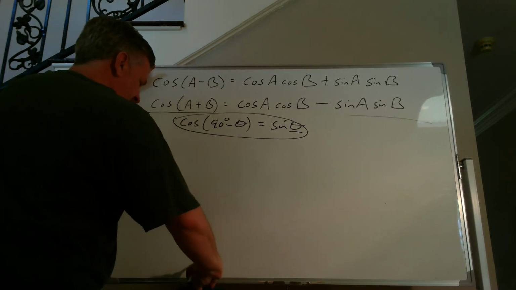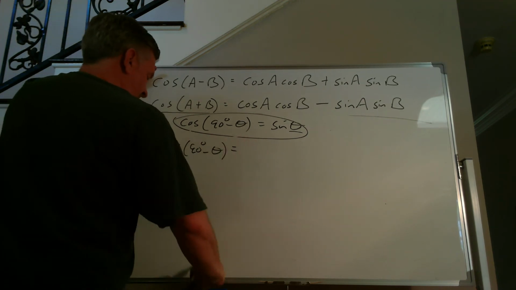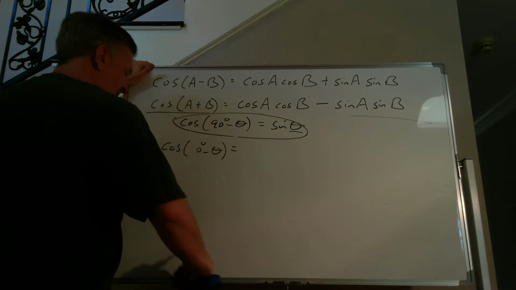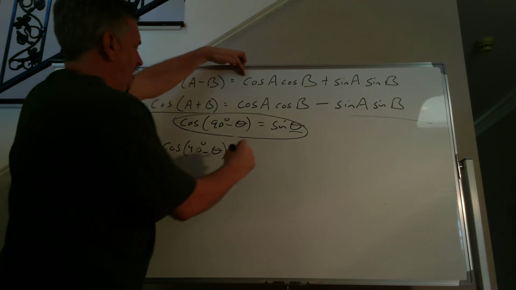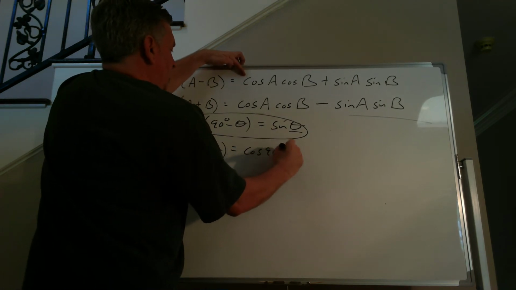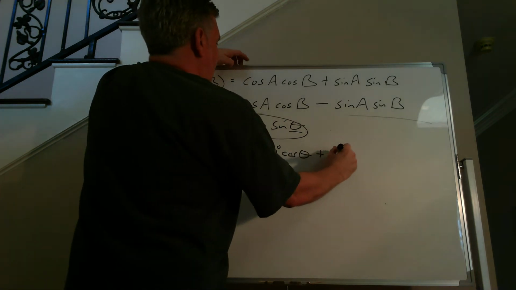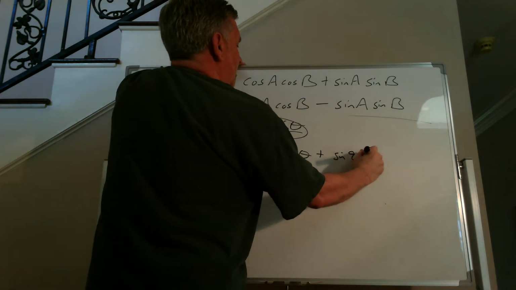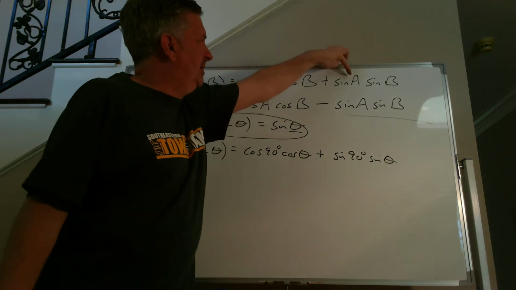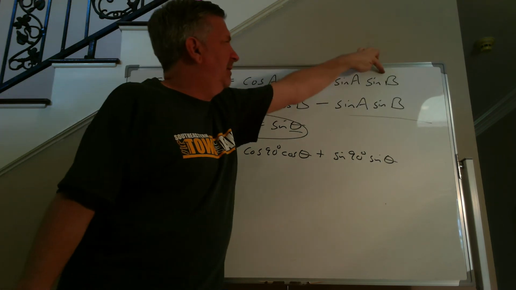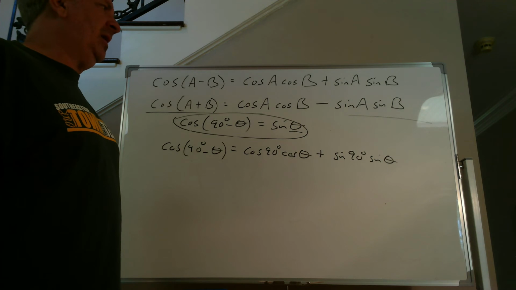Let me rewrite this. So cosine of 90 degrees minus theta. I'm going to use this difference formula right here. So cosine of 90 minus theta, that's cosine of 90 degrees, cosine theta, plus sine of 90 degrees, sine of theta. So A is 90 degrees, 90 degrees, 90 degrees. B is theta, theta, theta. Now, we're not quite there, are we?